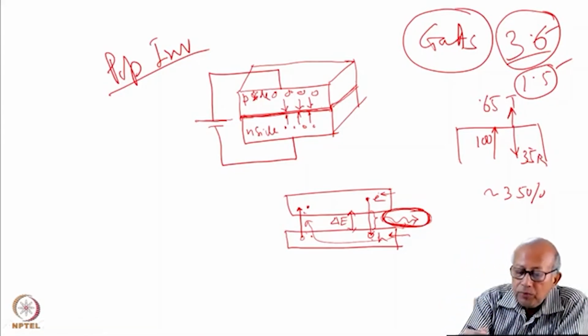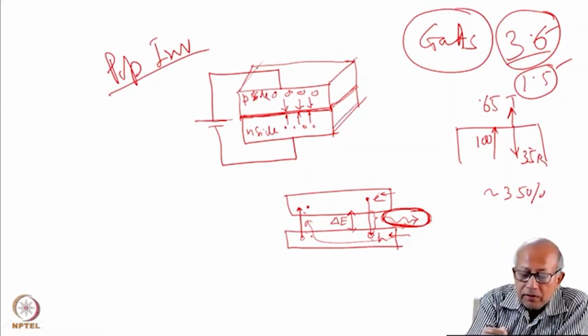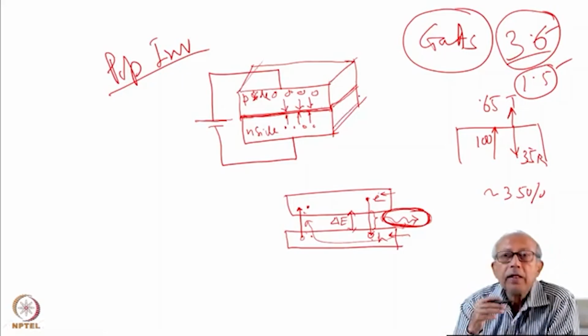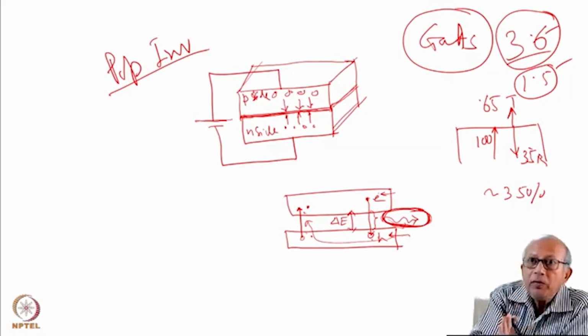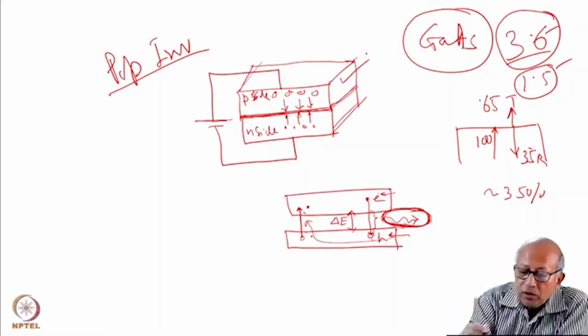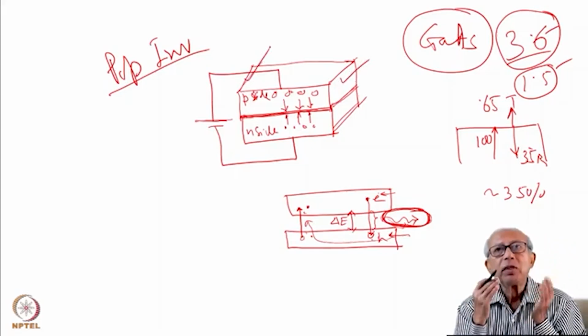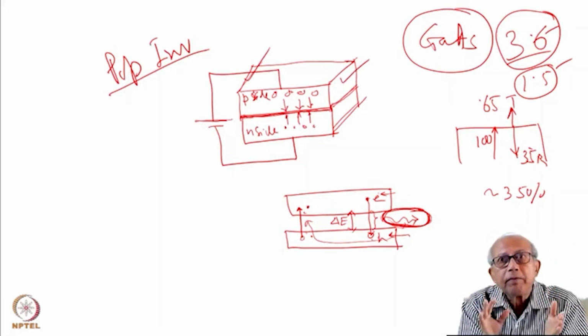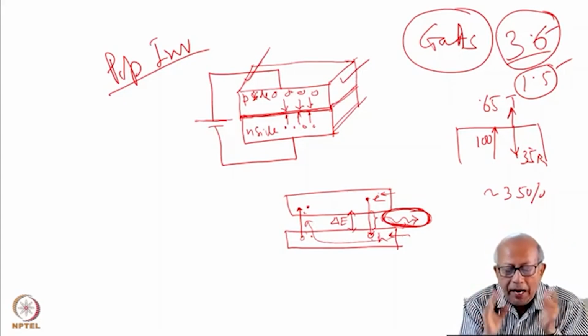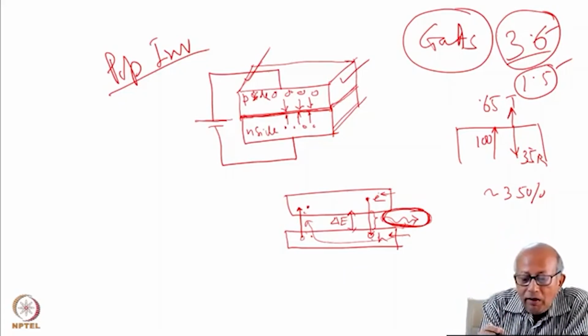Therefore, if both these end faces, this and this, are cleaved to make optically flat surfaces, then these two end faces themselves can work as the cavity mirrors.